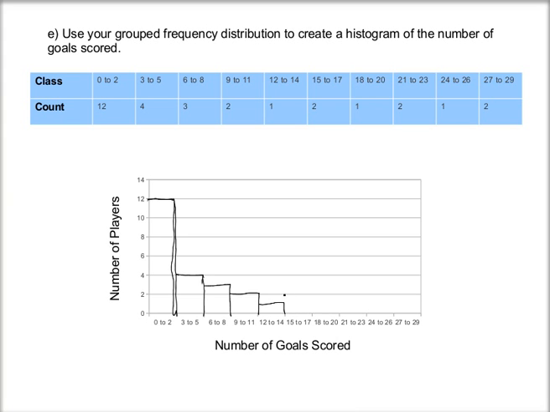15 to 17, I've got 2 again. 18 to 20 is 1, 21 to 23 is 2, 24 to 26 is 1, and 27 to 29 is 2, and that's my last interval there. So this is what my histogram is going to look like, and here it is a little bit nicer with the computer drawing it and filling it in. So that finishes practice problem 5.1.